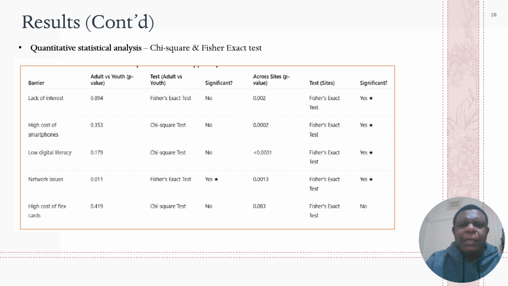Statistical analysis was conducted using chi-square and Fisher exact tests due to the small sample size. The results are presented in the table here, which shows significant differences in the perspectives of youths on network reliability between adult and youth farmers, and all significant across the three sites. These are the details, with stars marking the p-values that are significant. Let's move to the other side.